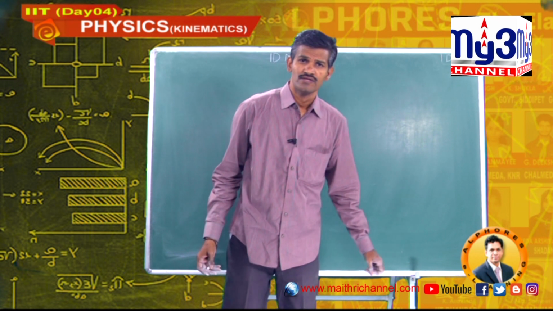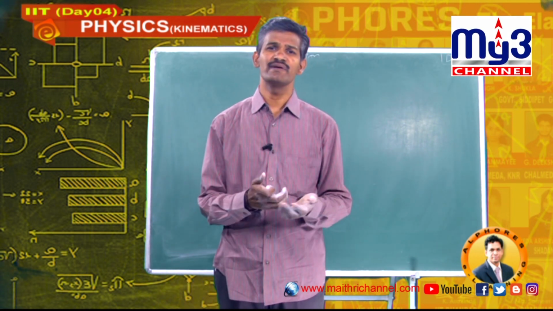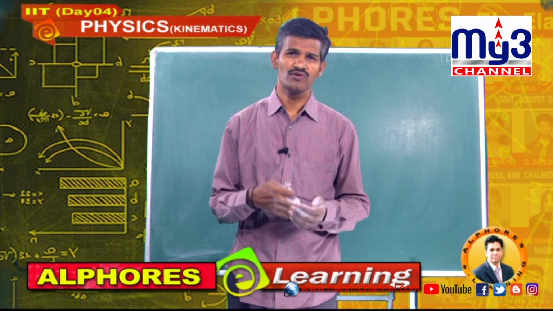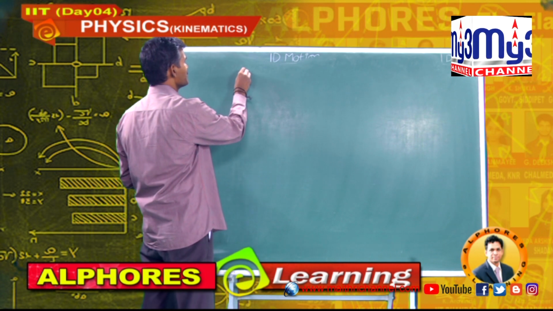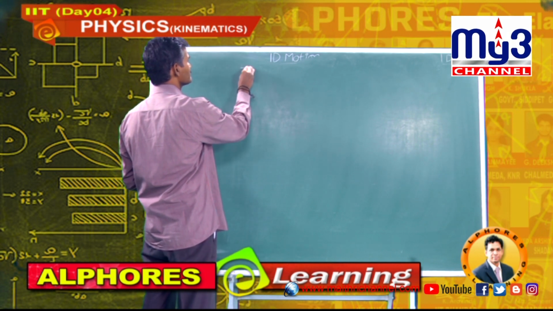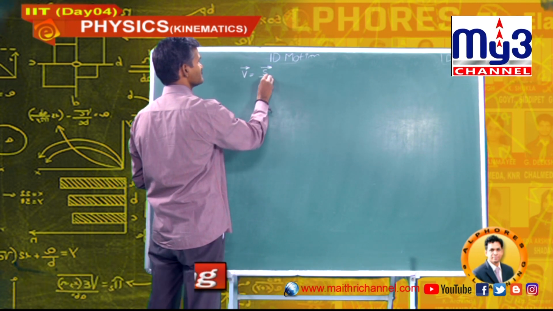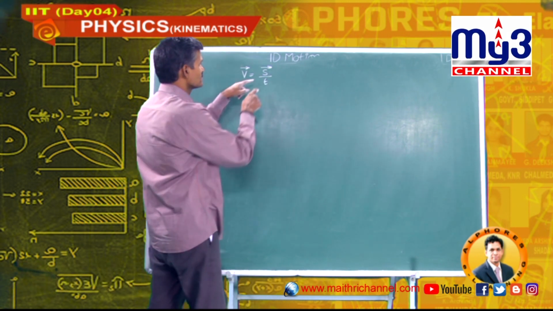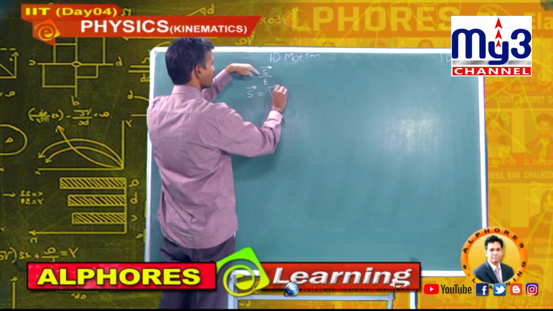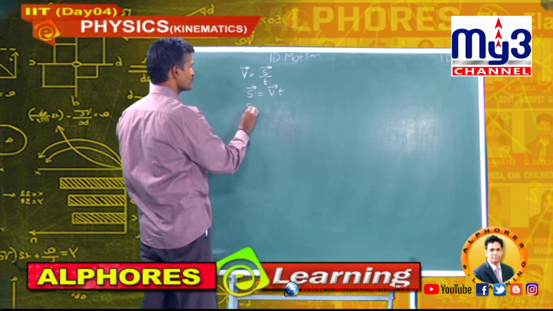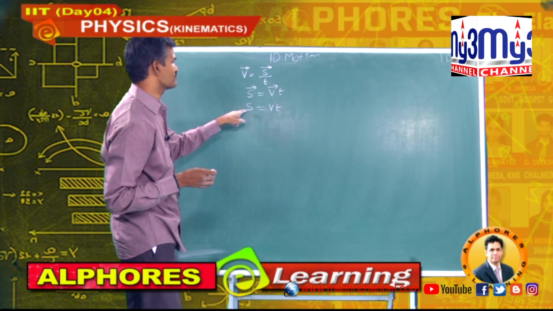Students, if a body moves with a uniform velocity, we can draw many graphs. What are those graphs? If a body is moving with a uniform velocity V bar, which is a constant, then V bar is S bar by T. So you can write S bar as V bar into T. If you consider magnitude, S is V into T.